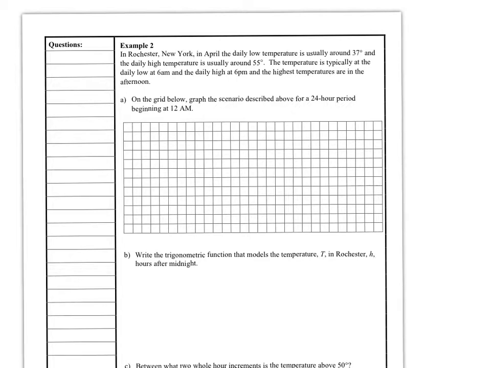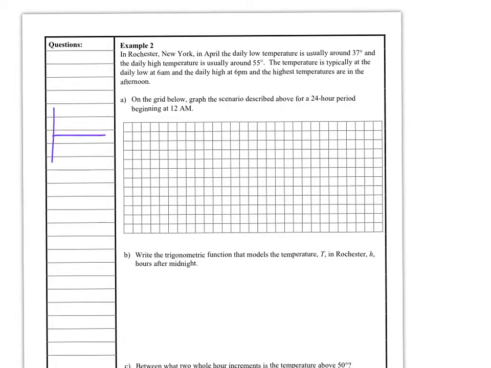So, we got to graph this. On the grid below, graph the scenario described for a 24-hour period beginning at 12 a.m. Notice they gave you 6 and 6 for the low and the high, but yet you're starting at 12. Yeah, that's not fun. So, what are we going to do here? Well, we got to take a look at this. All right, we got to start at 12 a.m. So, let's make our little starter sketch. Maybe I'll put it over here.